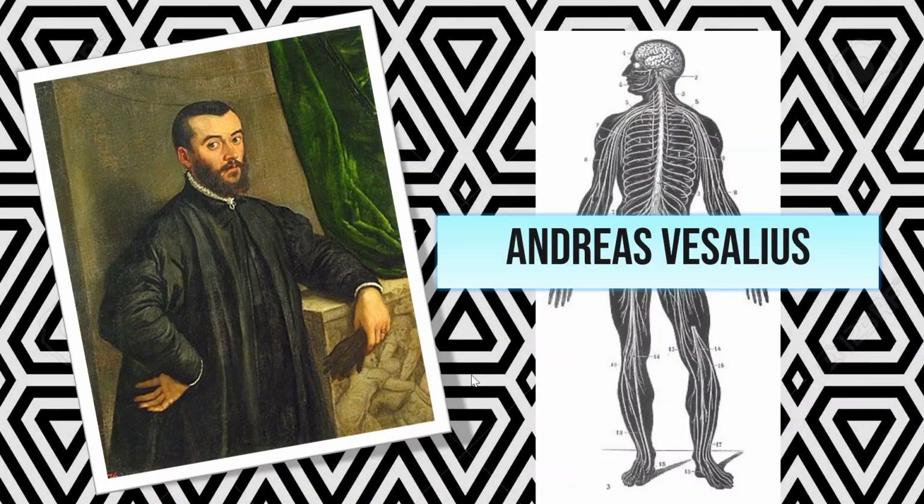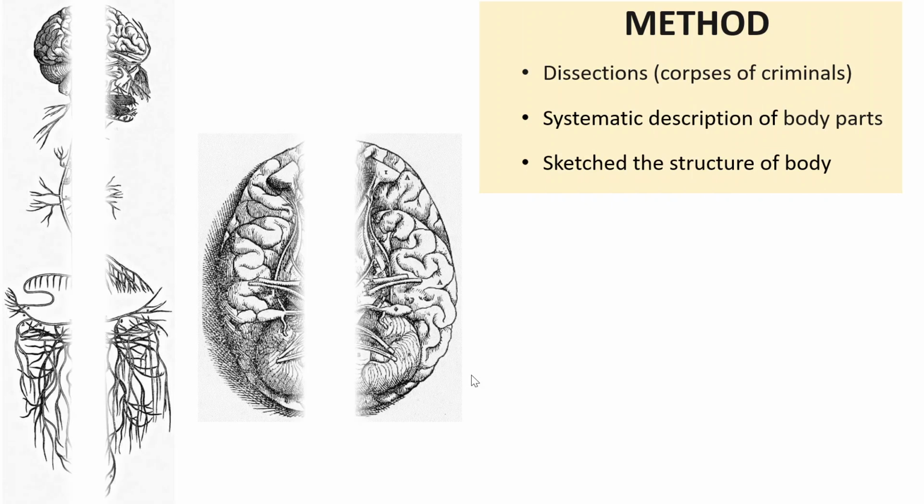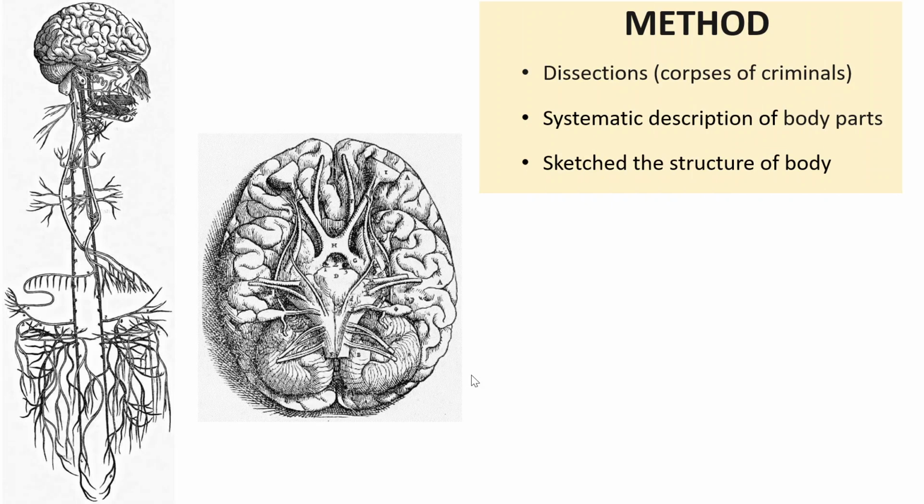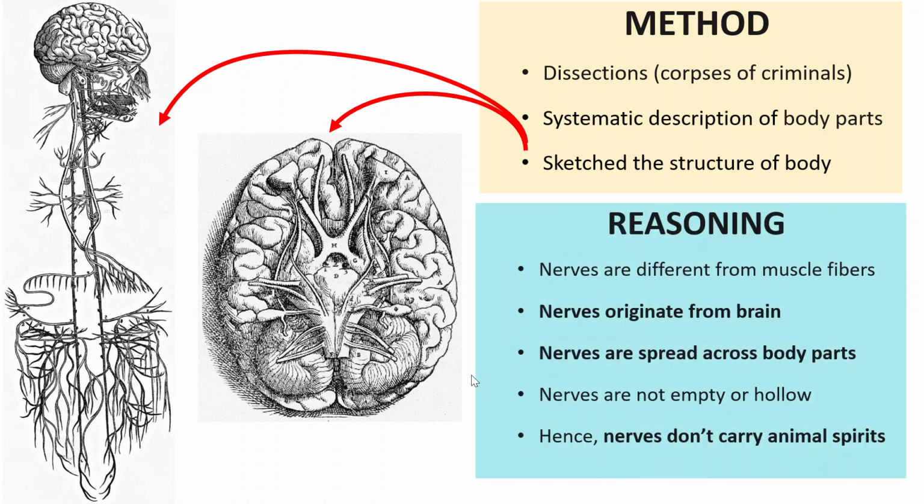So what did he do? Okay, so his method was dissection of criminals, or corpses of criminals, and what he did was he systematically described all the body parts. Basically, he would dissect the body, he would observe the parts, he would make drawings of them, and then he would label each part with a certain name. Okay, now after that, his reasoning was this: nerves are different from muscles. Okay, anatomically, that is observable.